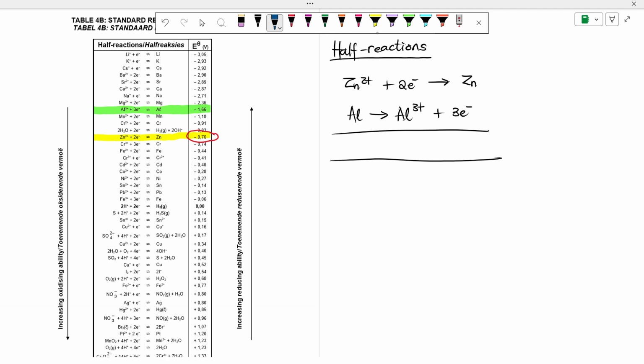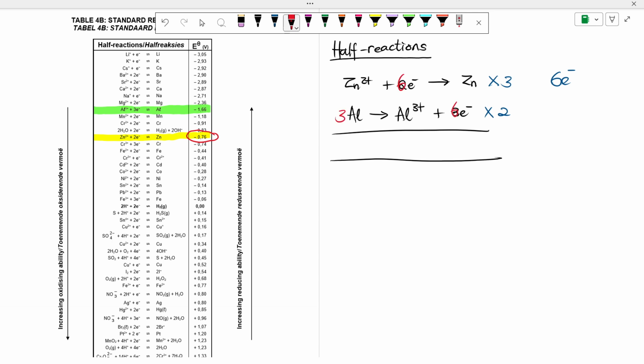Correct. So what I like to say is that usually it's between 2 and 3. So I just need to say, the one that is a 2 I multiply by 3, the one that is a 3 I multiply by 2. That way they are all 6 electrons. So the electrons are going to end up being 6 on each side.